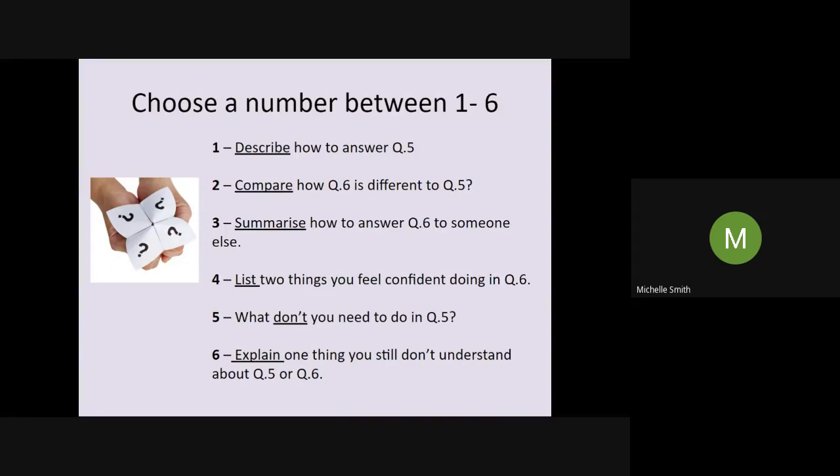Number 3, can you summarize how to answer question 6 to somebody else? So again, unless you're talking to somebody else on the meet or over the chat, you'll just have to write this down. If you chose number 4, can you list 2 things you feel confident doing in question 6? If you chose number 5, what don't you need to do in question 5? See if anybody was listening earlier when I was talking about question 5. Or if you chose number 6, can you explain 1 thing you still don't understand, either about question 5 or question 6? Okay, so final task of the day, choose a number between 1 and 6, and whichever number you choose, follow the instructions next to it. Pause this video now, write down your number 1 to 6 and the instructions, or the answer to the instructions next to it.